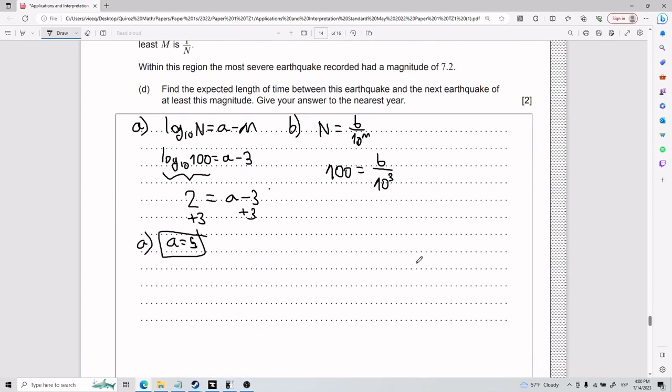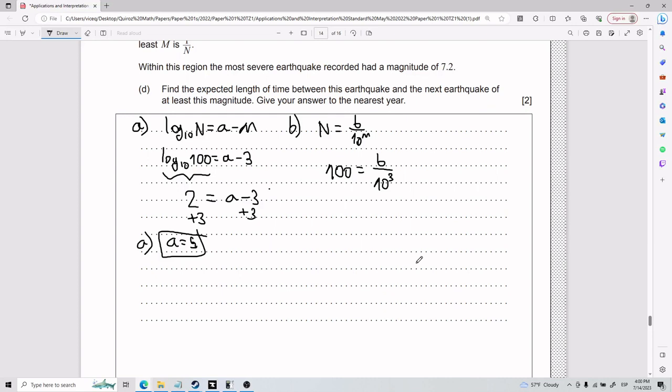Even though this might look a little bit weird, you really gotta fall back on your principles of math. You wanna find b. You wanna get b alone. What is bothering b? B is being divided by 10 to the power of 3. So what do you do with 10 to the power of 3? You multiply by 10 to the power of 3.